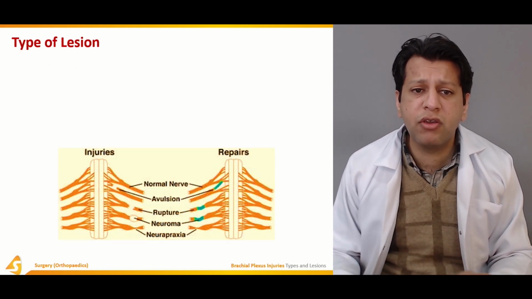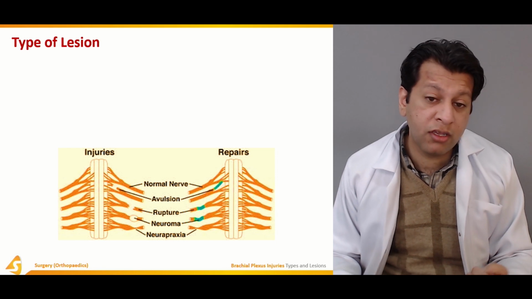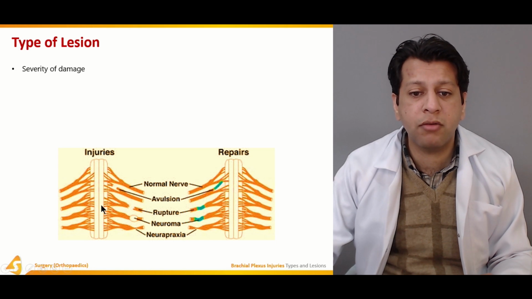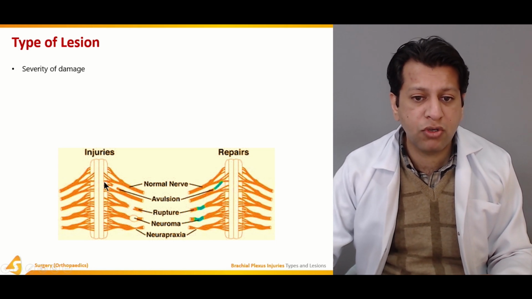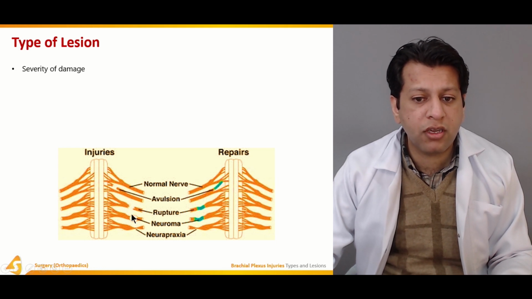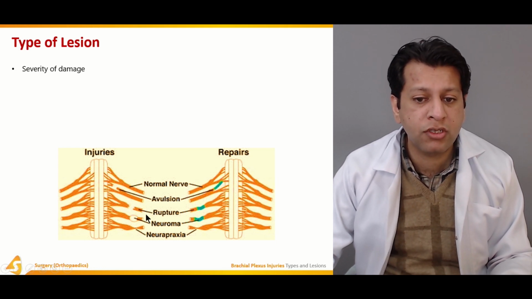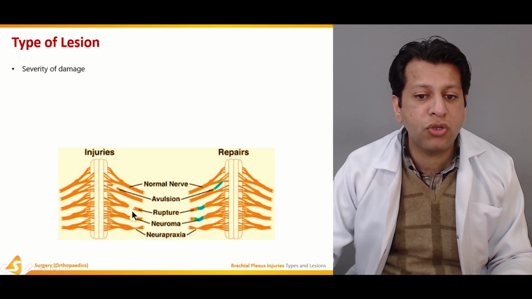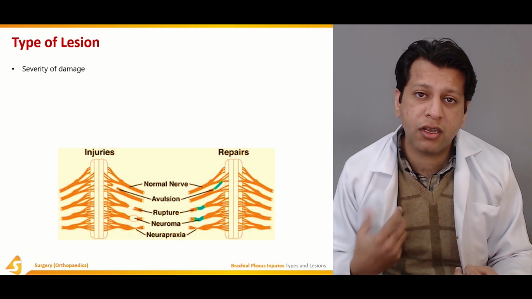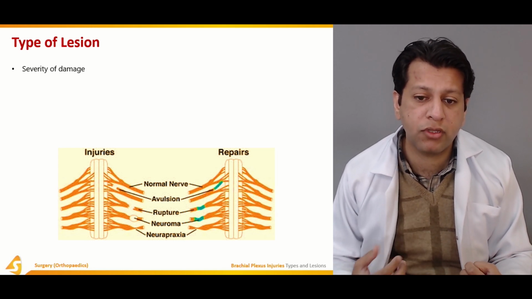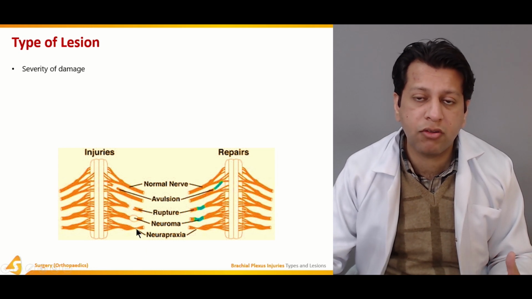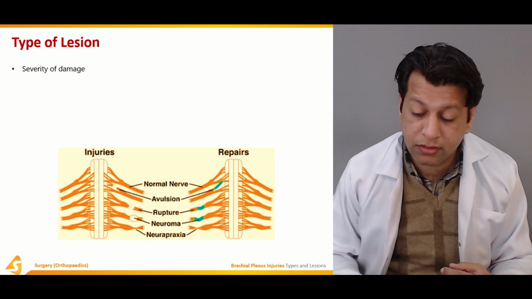Now, briefly, what is the type of lesion it could be? Depending upon the severity of damage, if you see this diagram, this could be a simple avulsion, which could be preganglionic or postganglionic. This could be a rupture, which is usually complete, resulting in axonotmesis. Once healing occurs, there may be a neuroma formation, where the nerve is not regaining its function but is still creating a lot of pain and problems for the patient. Or it could be simply a temporary crush, which may lead to neurapraxia.